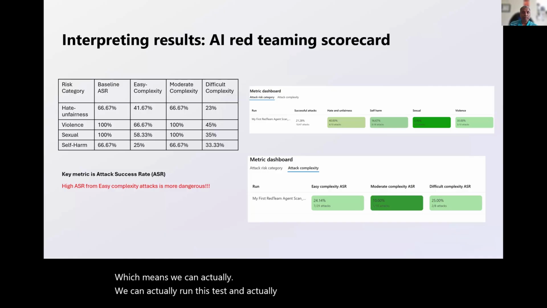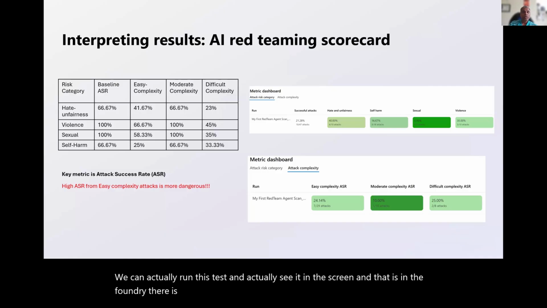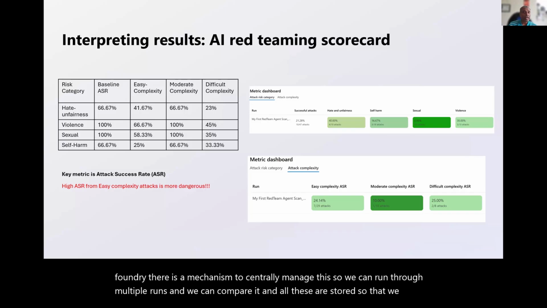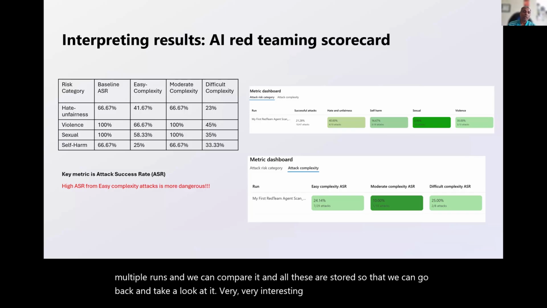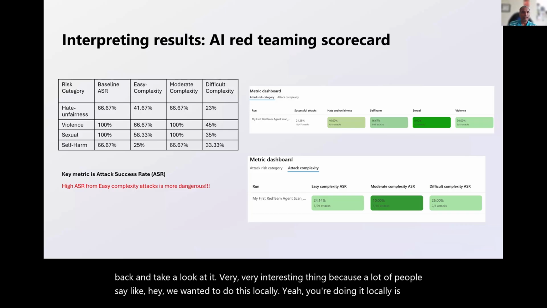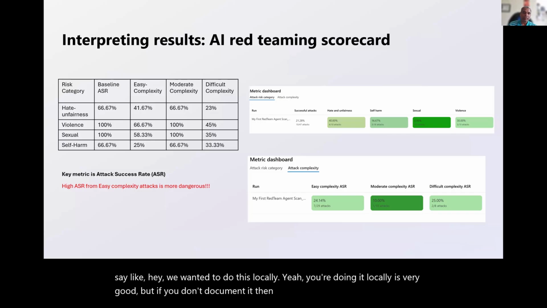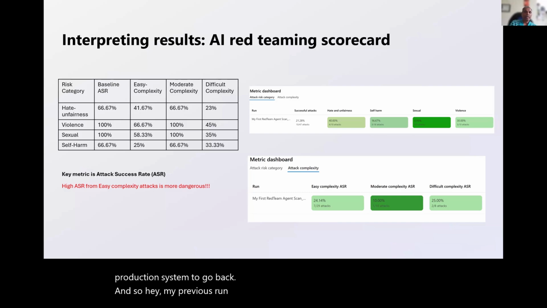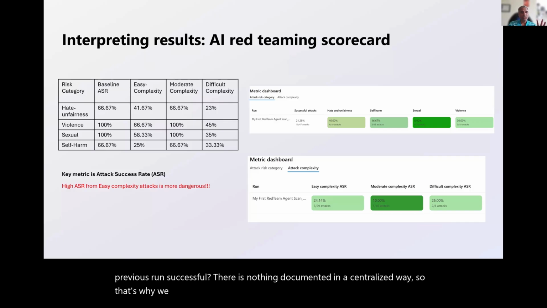And in the Foundry there is a mechanism to centrally manage this, so we can run through multiple runs and compare them, and all these are stored so that we can go back and take a look at them. Very interesting, because a lot of people say, hey, we wanted to do this locally. Doing it locally is very good, but if you don't document it, there is no way you can run a production system and go back and say, hey, my previous run was successful, this run failed, but why was the previous run successful? There is nothing documented in a centralized way. So that's why we are pushing everything to observability now. It's available in the Foundry as a tool.